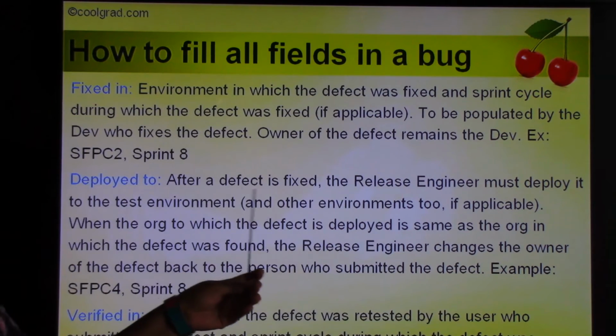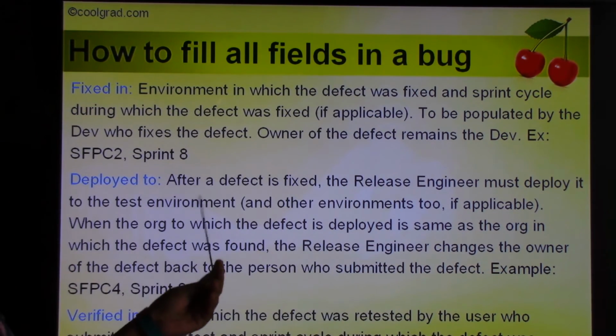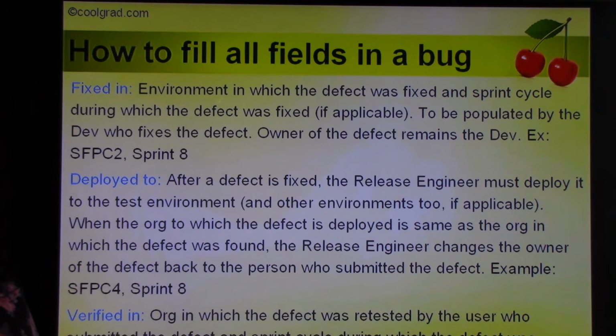Deployed to. After the defect is fixed, the release engineer must deploy it to the test environment. Once the developer fixes it in the development environment, he has to inform the release engineer to migrate it to the particular environment in which the bug was originally found. So if the bug was found in the UAT environment, they must fix it in the development environment, move it to QA, move it to UAT, and then in the particular environment in which it was originally found, they give it to the tester to retest and close.